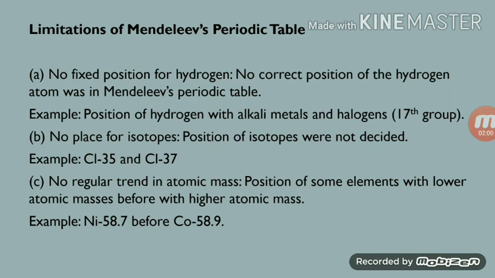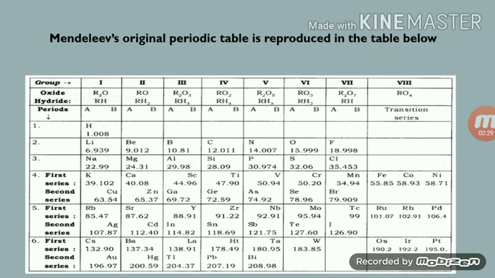Our next limitation is no regular trend in atomic masses. The position of some elements with lower atomic masses is before those with higher atomic masses. For example, nickel atomic mass is 58.7 and cobalt atomic mass is 58.9. So these are the limitations. These are the limitations you have to know.